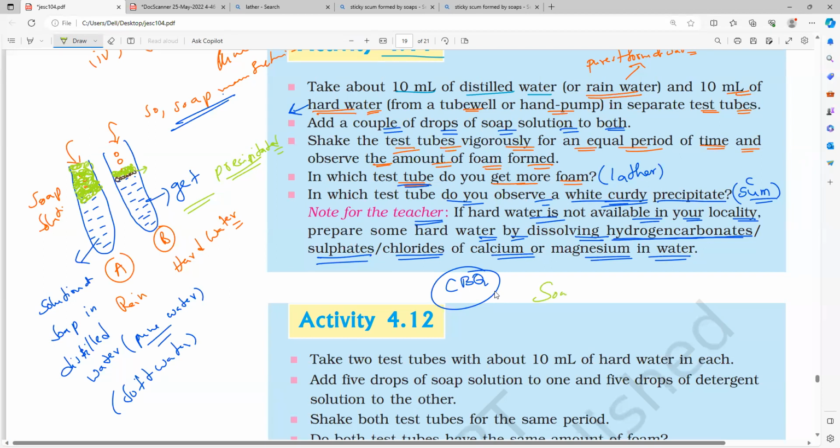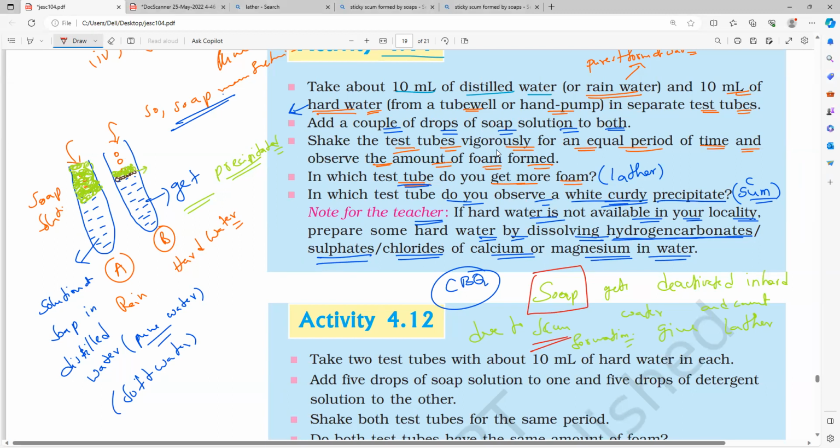Soaps get deactivated, but detergents do not get deactivated in hard water, and they can give lather without scum formation. Unless the scum forms, the foam will form. Do you understand, Arish? At the beginning, they will give some foam. But later, as soon as the scum forms, there is no further production of foam. That is the reason soaps are not preferred for cleansing in hard water.